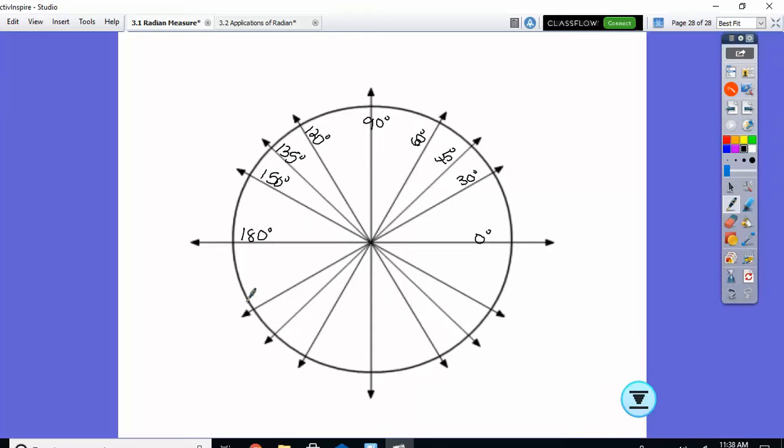So 180 plus 30, 210. 180 plus 45, 225. 180 plus 60, and 180 plus 90 is 270. How did we get these? So 360 minus 30, 330. 360 minus 45, 315. And 360 minus 60 is 300.